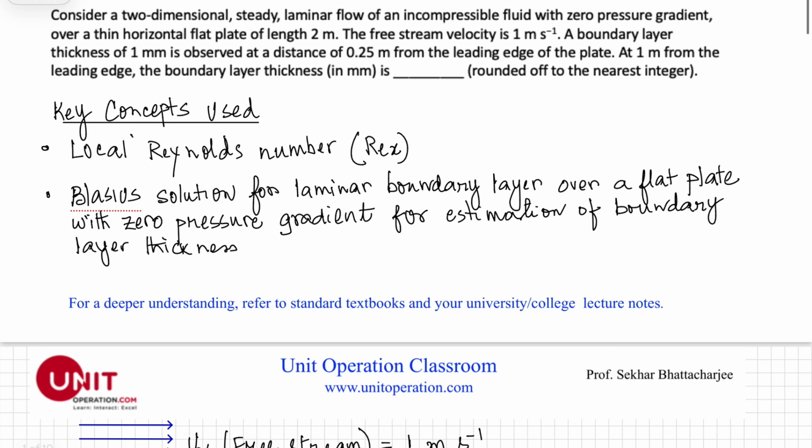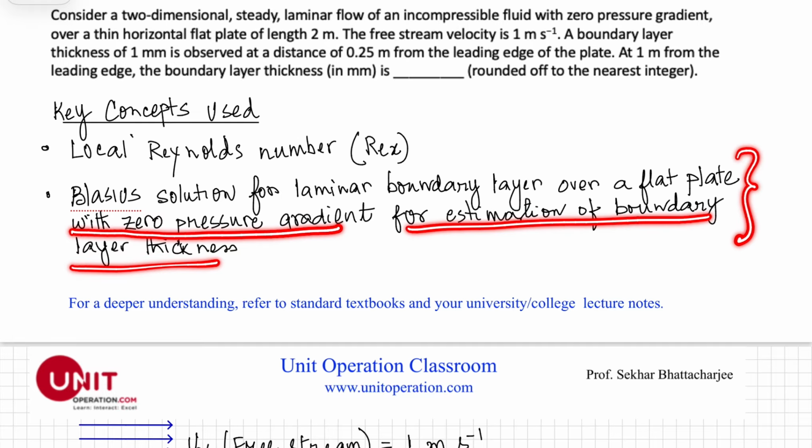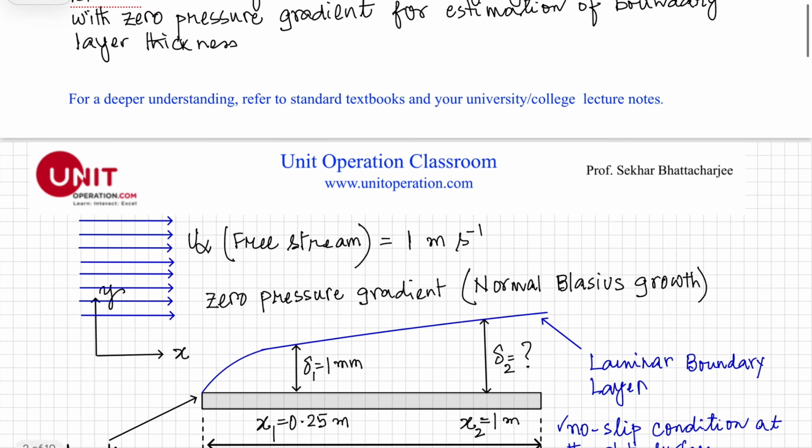Key concepts we are going to use here. First, we learn about the local Reynolds number, how that's going to be important. And secondly, the Blasius solution for laminar boundary layer. This is a very important one. Everybody learns about it, over a flat plate with zero pressure gradient, for estimation of boundary layer thickness. So we'll look into it. This is a very important one in fluid mechanics.